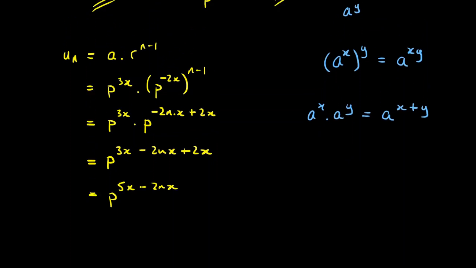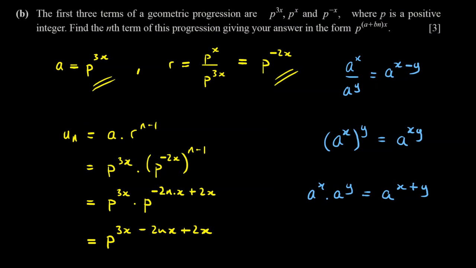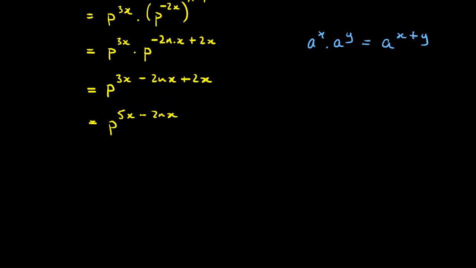I'm just going to check the way they wanted me to answer the question. They want it in the form p to the power of (a plus bn) times x. So I can factorize out my x to give me 5 minus 2n, times x. So in this case, my a is 5 and my b is negative 2. You may want to write that as well: a is equal to 5 and b is equal to minus 2. Okay, and that's that answer.